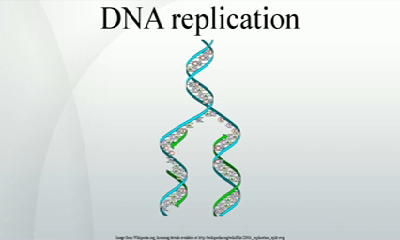Replication process. DNA replication, like all biological polymerization processes, proceeds in three enzymatically catalyzed and coordinated steps: initiation, elongation and termination.